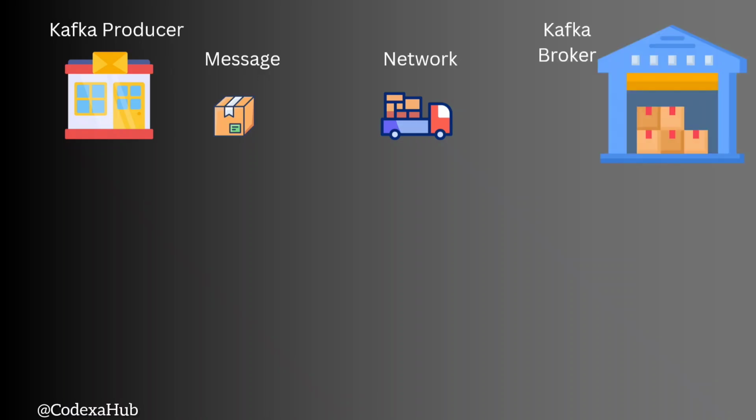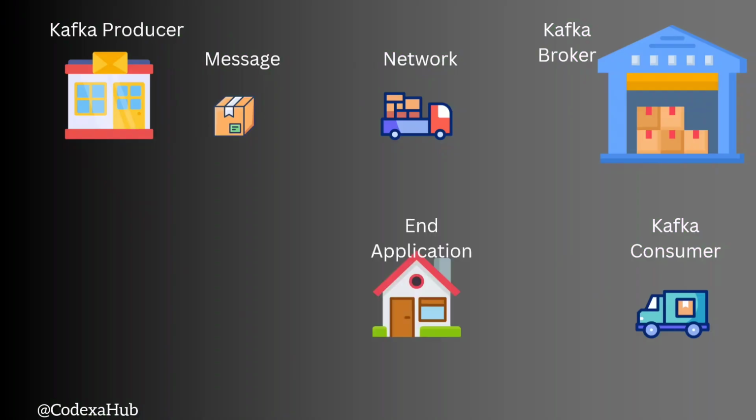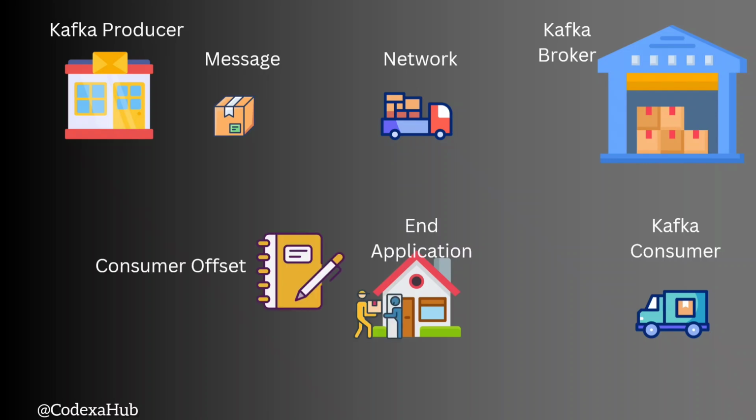Now let's map this system to Kafka. The parcel office is like the Kafka producer. The parcel is the Kafka message. The pickup truck represents the network transferring messages. The warehouse is like the Kafka broker, where parcels or messages are stored. The delivery bus is like the Kafka consumer, which picks up messages from the warehouse, that is, from the Kafka broker. Your friend's home is the end application where messages are delivered and processed. The delivery book is like the Kafka consumer offset topic, which keeps track of message delivery.